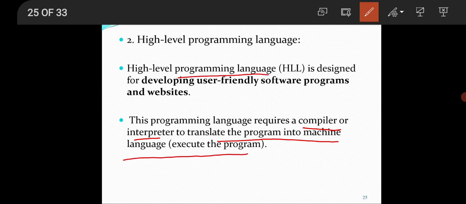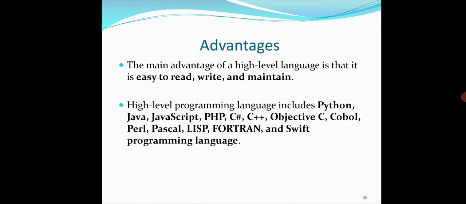High level language is mainly designed for software development programs and the websites we are developing. What are the advantages? The main advantage of the high level language is that it is easy to read, write and maintain. High level languages include Python, Java, JavaScript, PHP, C#, C++, Objective-C, COBOL, Perl, Pascal, Lisp, Fortran, Swift programming language. These are a number of programming languages.